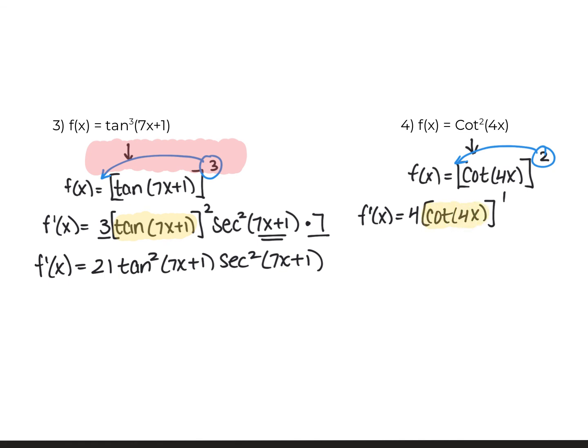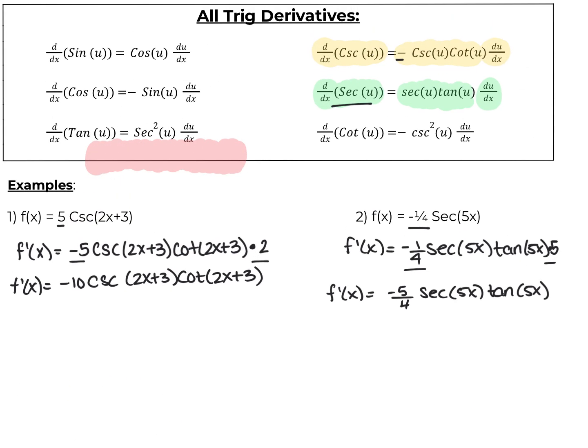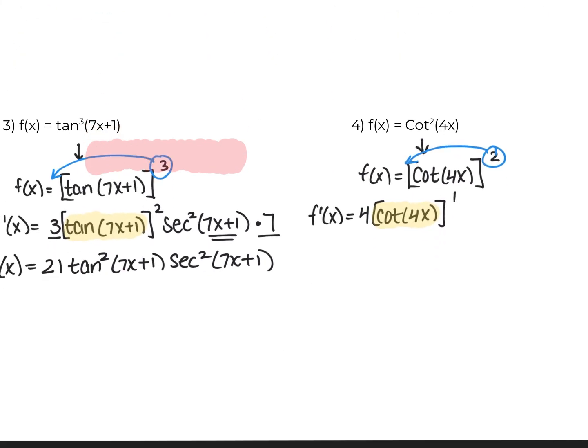So if we look up here, the derivative of cotangent, the last one that we haven't done, is here. So the derivative of cotangent is negative cosecant squared times the derivative of the inside. So negative cosecant squared of 4x times the derivative of the inside, which is 4.